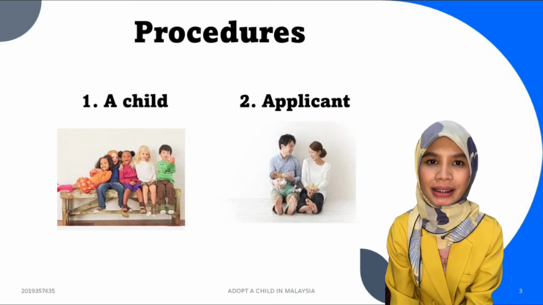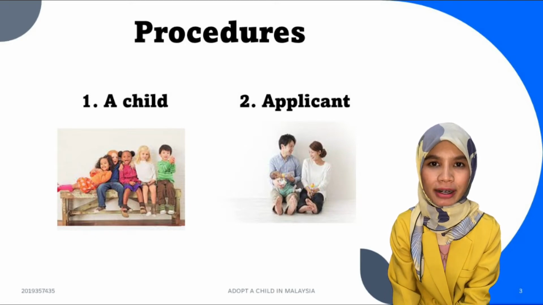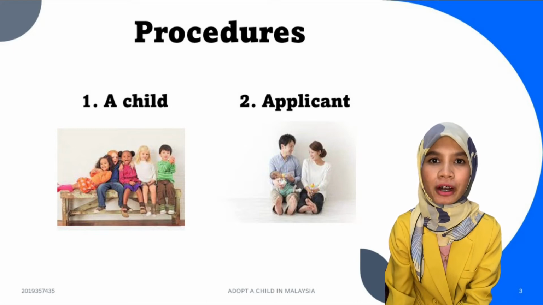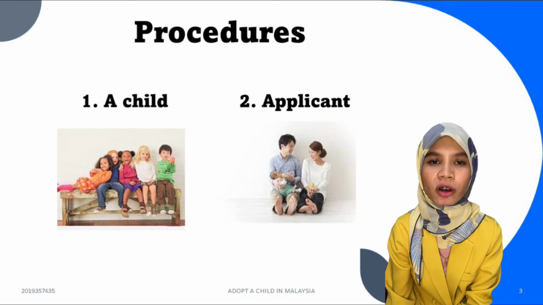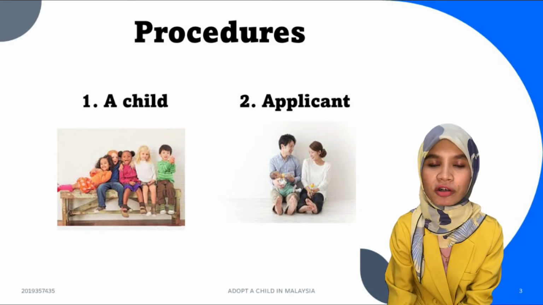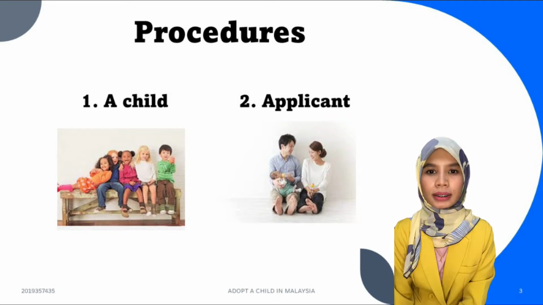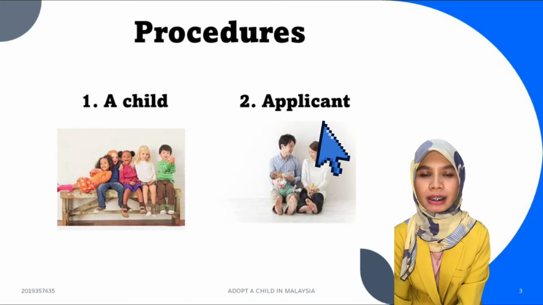The important part is this child must be in custody, being raised and educated by a person together as their own child for a period of not less than 2 years continuously before the registration of adoption is made at the National Registration Department. The second procedure to adopt a child is applicant eligibility, like adoptive parents or single parents.